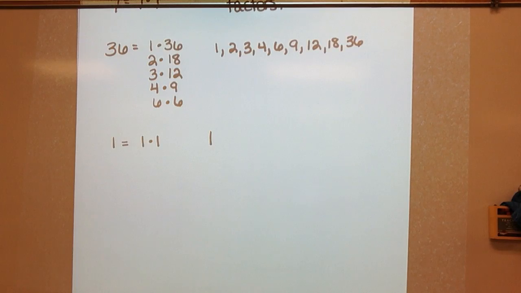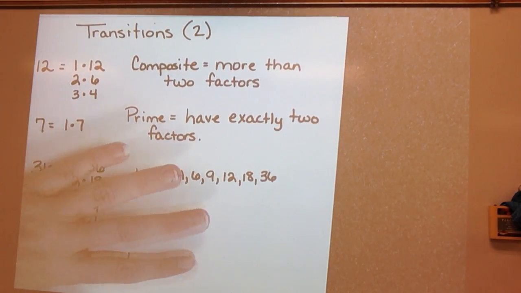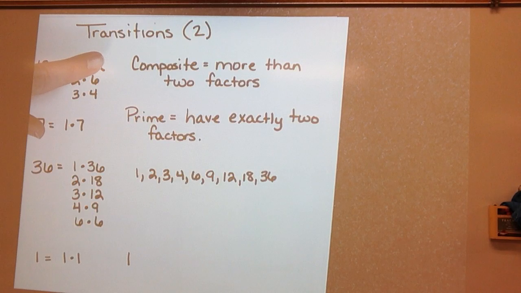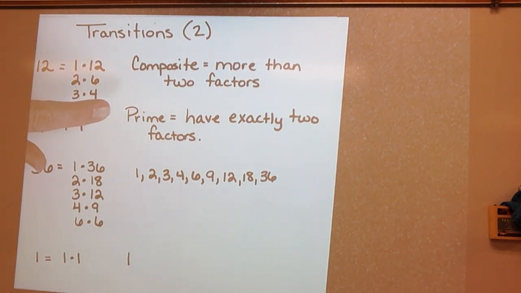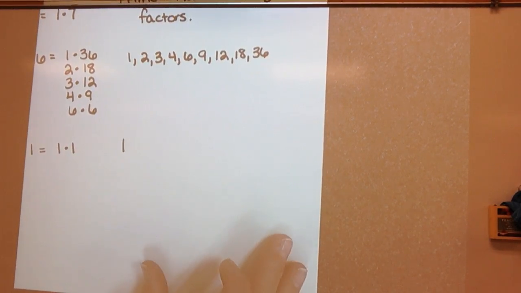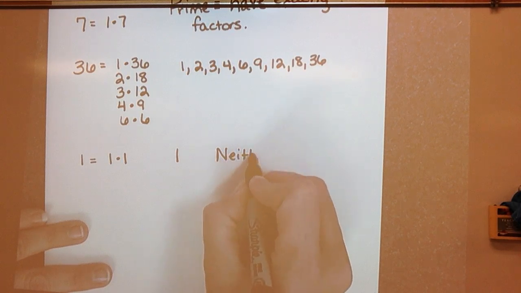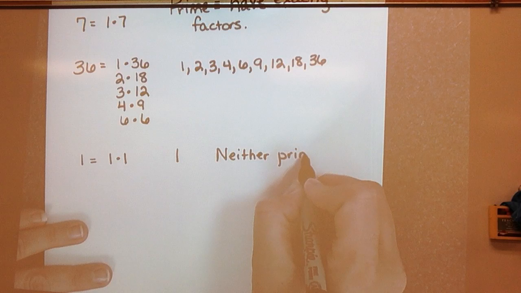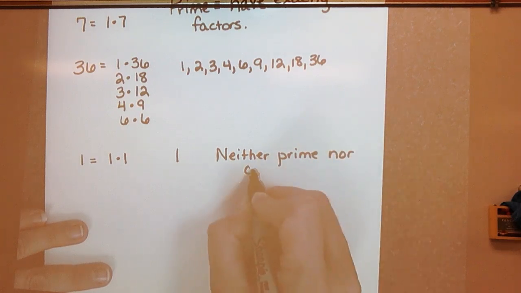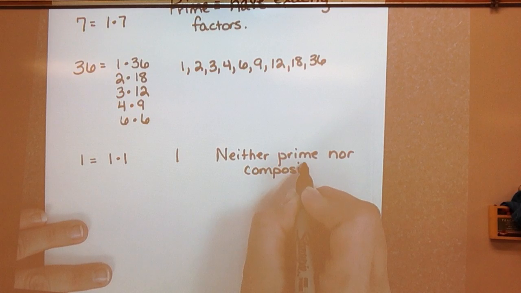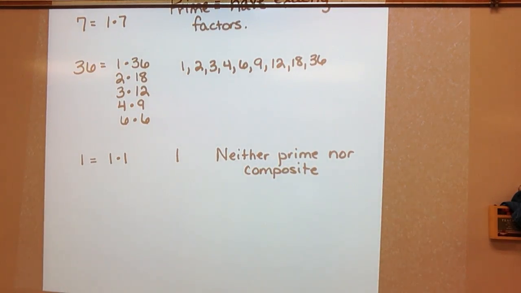There's only 1. Go back up to our definitions here. Composite says to have more than 2 factors. Does 1 have more than 2 factors? No. The definition of prime is having exactly 2 factors. Does 1 have 2 factors? No. It only has 1. So therefore, we would say that 1 is neither prime nor composite. Okay? It is neither prime nor composite.